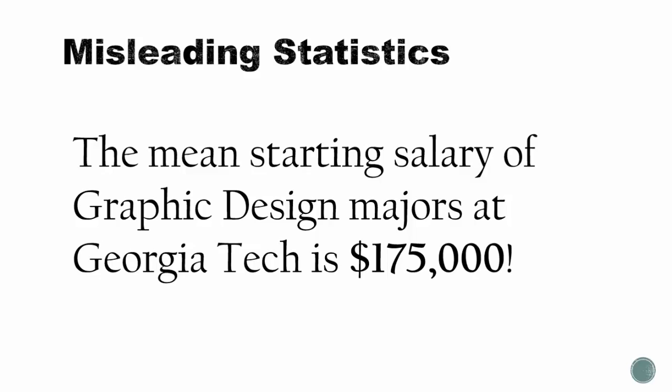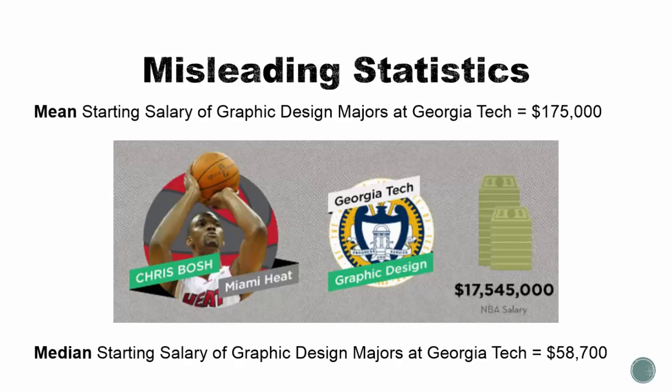What if a college recruiter told you that the average starting salary of graphic design majors at Georgia Tech is $175,000? What the recruiter failed to mention is that NBA star Chris Bosh, who majored in graphic design at Georgia Tech, was included in that calculation. The median salary is much lower and also much more typical for a graphic design major.